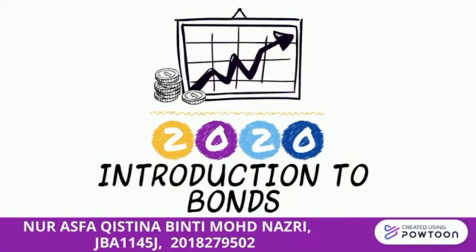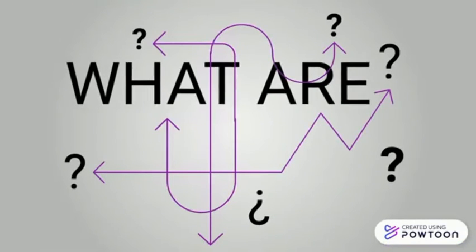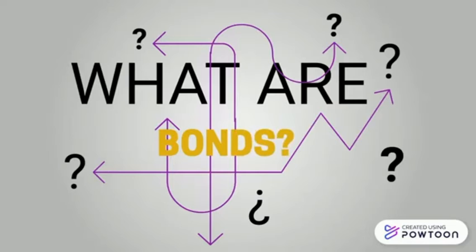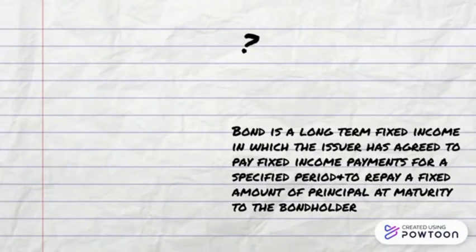Today, I would like to present about Introduction to Bonds. First of all, what are bonds? A bond is a long-term fixed income in which the issuer has agreed to pay fixed income payments for a specific period and to repay a fixed amount of principal at maturity to the bondholder.